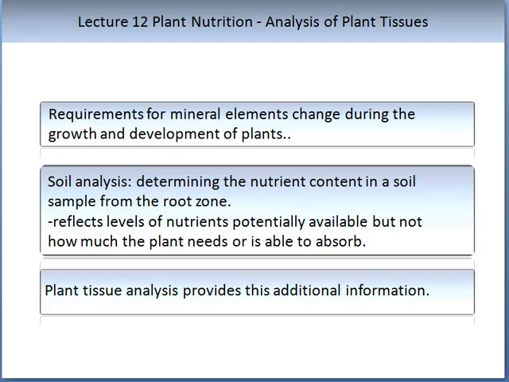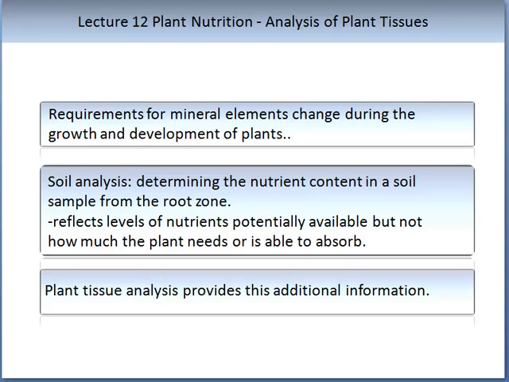All the slides today have given you a bit of an overview of what nutrient deficiency can look like in plants. One of the ways of being able to detect a nutrient deficiency is to actually sample the plant tissues and send them off for analysis. This enables you to determine requirements for the mineral elements, and you can look at the changes that are occurring during growth and development of your plants.